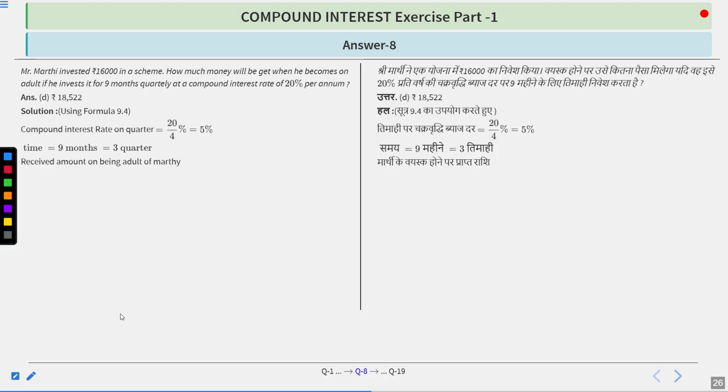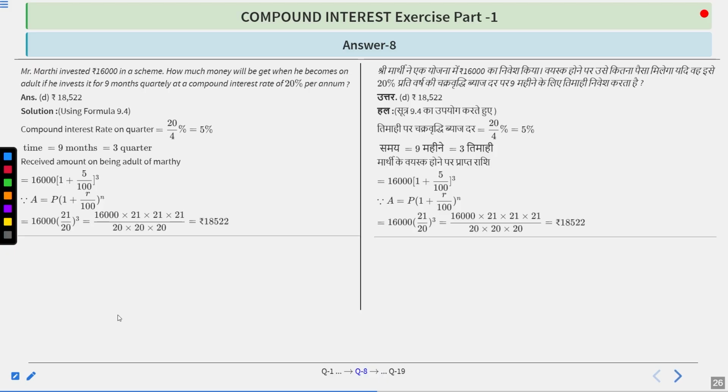So the amount received by Marthi on being an adult is equal to rupees 16,000 into 1 plus 5 upon 100 whole cube. Because formula 9.4 says that amount is equal to P into 1 plus R upon 100 raised to n, where n is the number of years, P is the principal, A is the amount, and R is the rate of interest. Therefore 16,000 into 1 plus 5 upon 100 is 21 upon 20 whole cube. That becomes rupees 16,000 into 21 into 21 into 21 upon 20 into 20 into 20, that is rupees 18,522. That means option D is the correct answer.